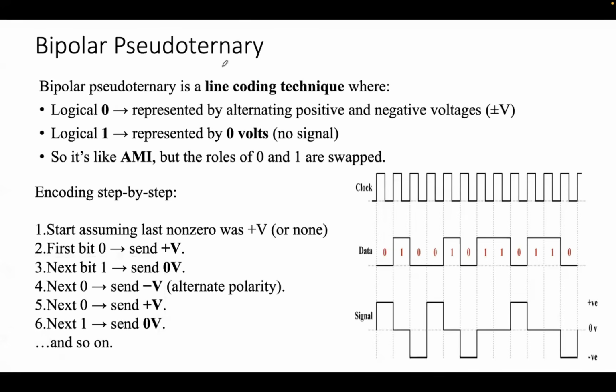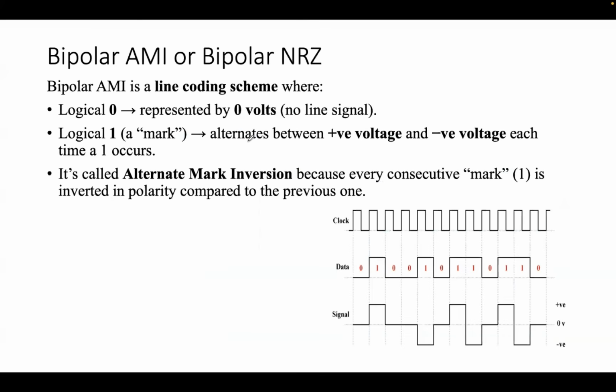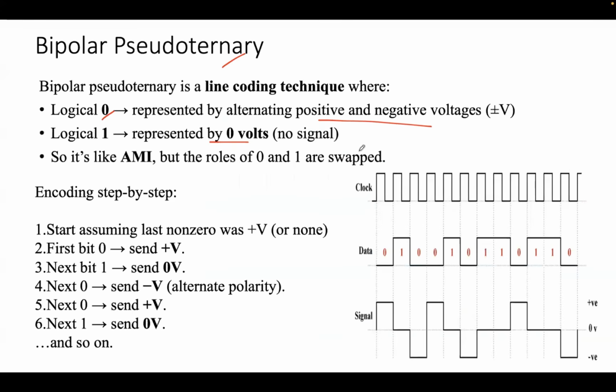Next method is bipolar pseudoternary, which is a line coding technique. This method is actually the reverse of the previous technique, that is bipolar AMI. Here logical 0 is represented by alternating positive and negative voltages, whereas logical 1 is represented by 0 volts. In the previous case, 0 is represented by 0 volts and 1 is represented by positive and negative voltage. So this is completely the reverse of the previous method.